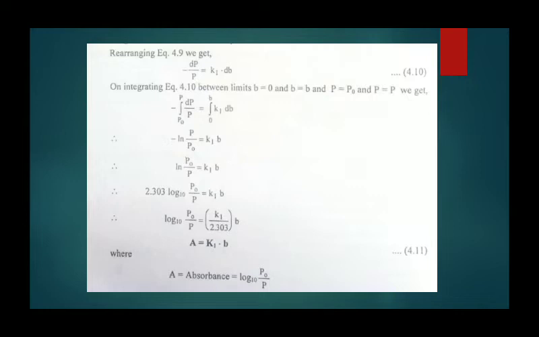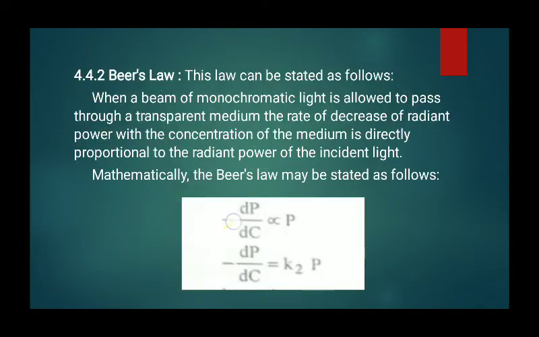In order to change ln, log to the base e, into base 10, it is multiplied by 2.303. Therefore, this equation becomes 2.303 log to the base 10 P0 upon P is equal to K1B. On slightly rearranging this equation, take this 2.303 from this side to this side.